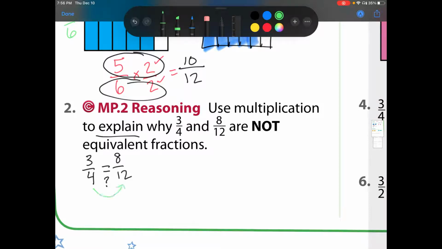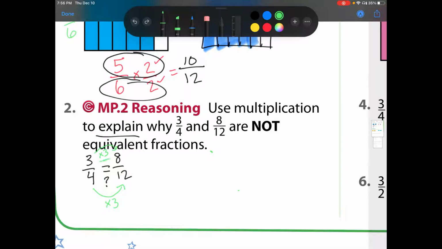Now remember our saying, whatever we do to the denominator, we have to do to the numerator. So how do we get from 4 to 12? We multiply by 3. So that means we have to multiply the top by 3. So let's think about that. Is 3 times 3 equal to 8? No, it's equal to 9. So that's telling me right there they're not equivalent fractions.